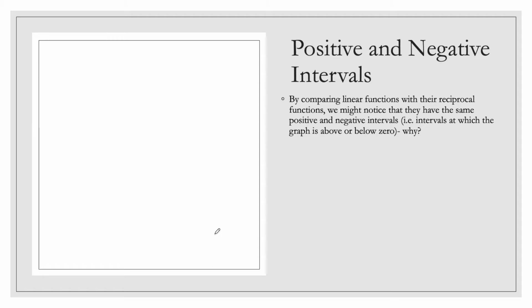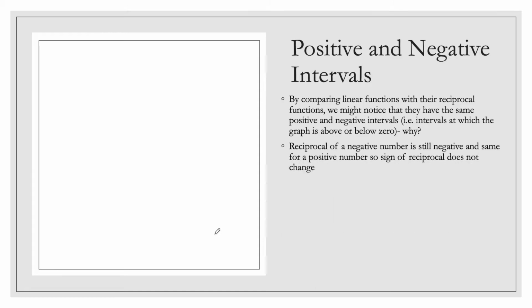So why is this the case, first of all? Well, the reason for this is just because the reciprocal of a negative number is still going to be negative, and the reciprocal of a positive number will still be positive. So we notice right away that the sign of the reciprocal does not actually change. So that makes it easier for us to understand what the graph of the reciprocal function will look like, because we know it will have the exact same positive and negative intervals as the linear function.